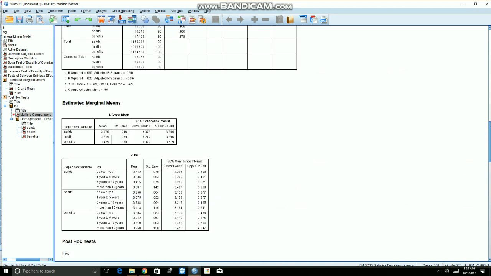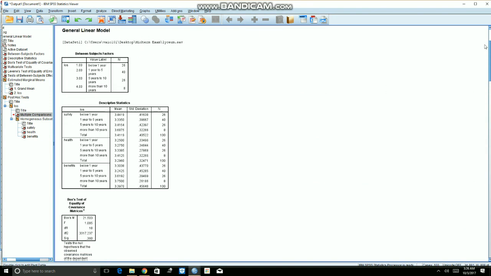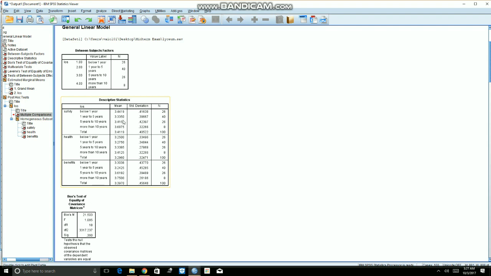This is the MANOVA test. This is the result of our multivariate test. These descriptive statistics are the results from the respondents. We have the independent variable, length of service, from below 1 year, 1 to 5, 5 to 10, and more than 10, with the three variables safety, health, and benefits. First, in safety, the highest mean is more than 10 years, with a mean of 3.6875, and the lowest mean is 3.3350 for 1 year to 5 years.